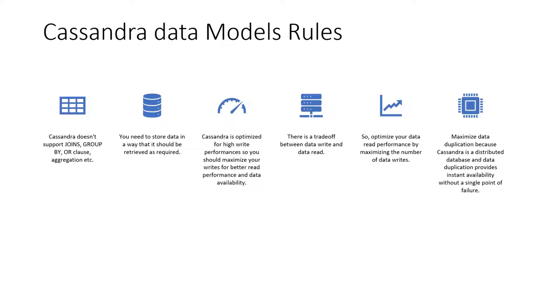Cassandra is highly optimized for write performance. So you should maximize your writes for better read performance and data availability. There is a trade-off between data write and data read. You can optimize your data read performance by maximizing the number of data writes. How can you do that? Cassandra is a distributed database, and data duplication happens by replicating the data on n number of nodes. So if one of the nodes is not available, it will be picked up from the replica on another node.